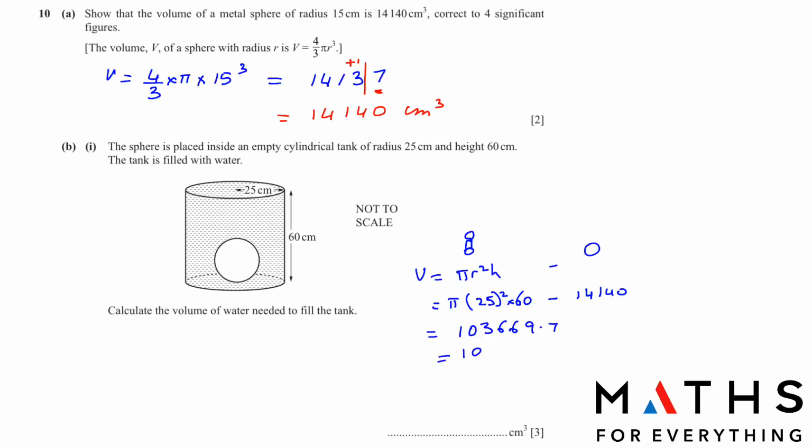It will become 103.6. This one, when you add here, it will become 10. And then that one, when you add here, will be 70. But it's fine. You can leave it that way because they didn't ask you to round it.